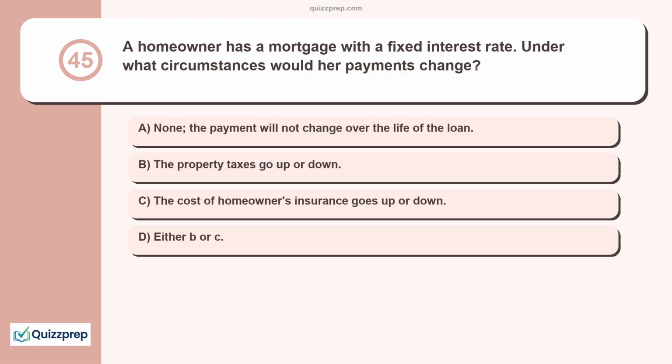Question 45. A homeowner has a mortgage with a fixed interest rate. Under what circumstances would her payments change? A. None. The payment will not change over the life of the loan. B. The property taxes go up or down. C. The cost of homeowner's insurance goes up or down. D. Either B or C.